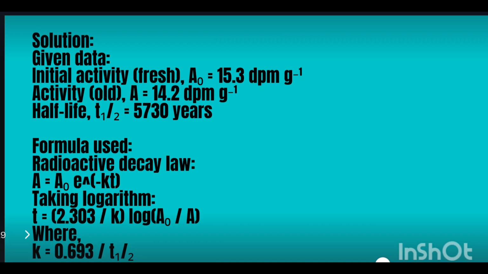Here the given data. Initial activity, that is fresh wood, A0 is equal to 15.3 dpm per gram. And the activity of the old sample, final activity A, is equal to 14.2 dpm per gram. Half-life T half is equal to 5730 years. The formula used is radioactive decay law: A is equal to A naught e to the power minus kt. Taking logarithm, t is equal to 2.303 divided by k log of A naught by A, where k is equal to 0.693 divided by T half.